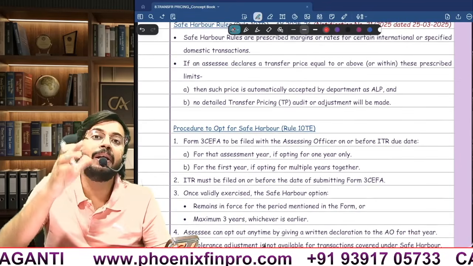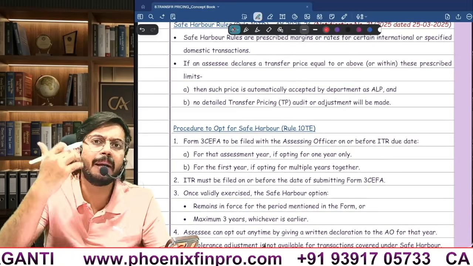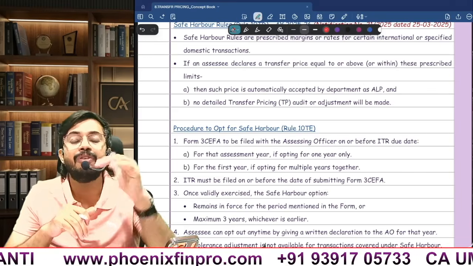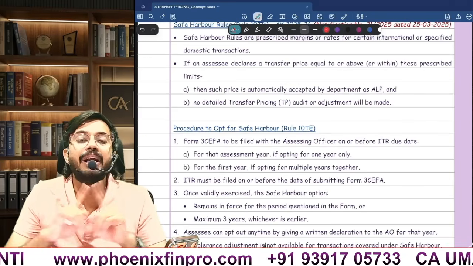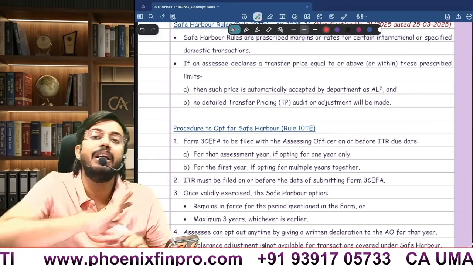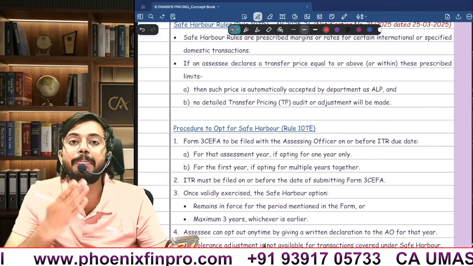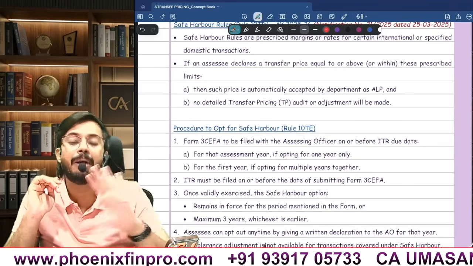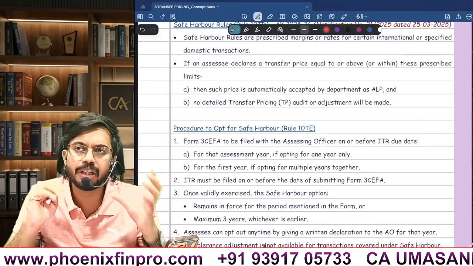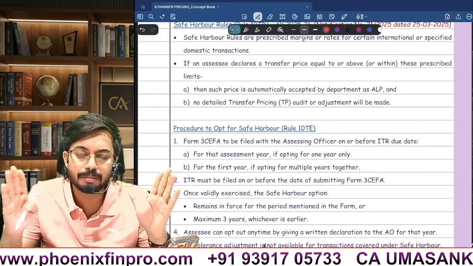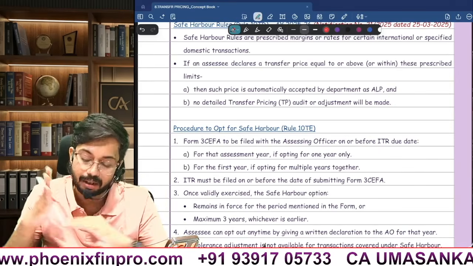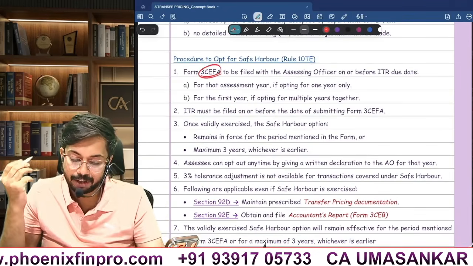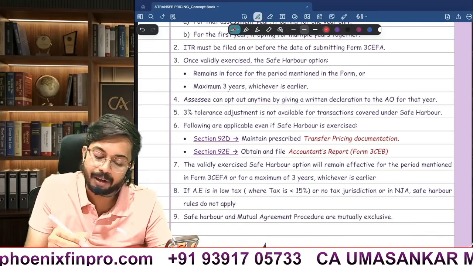Next, once the safe harbor rules are made applicable to you, if you maintain safe harbor margins, then whatever your actual price is will be deemed as arm's length price. If you do not maintain the safe harbor margin, then the department will come and calculate arm's length price, and the department will do transfer pricing audit. You have to maintain documentation. But if you maintain safe harbor margins, you are not required to maintain documentation, and the department will not calculate arm's length price. The department will not do any assessment. And in which form will you apply? You will apply in form 3CEFA, and you can apply for a maximum of 3 years.